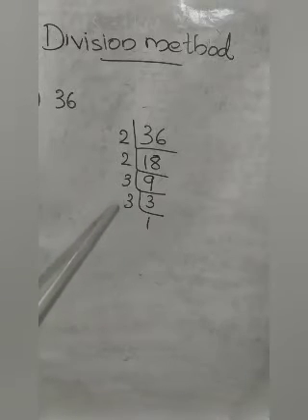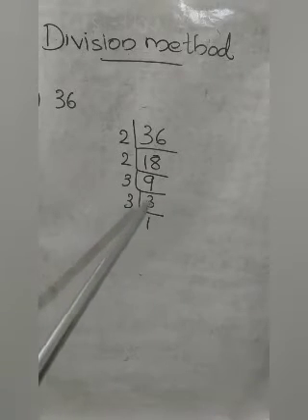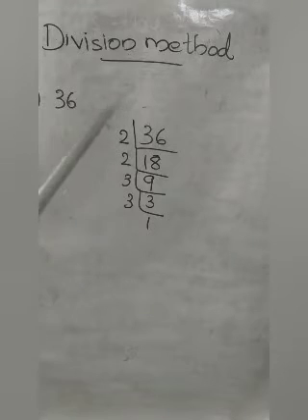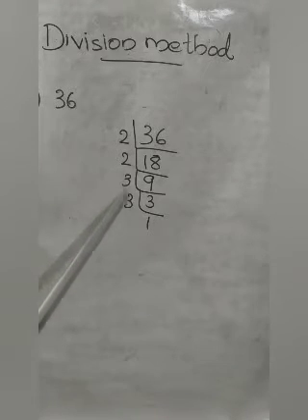Again we have to make it 1. So 3 we are writing here. 3 in 3 how many times? 1. So what is the prime factorization of 36? 2 into 2 into 3 into 3.